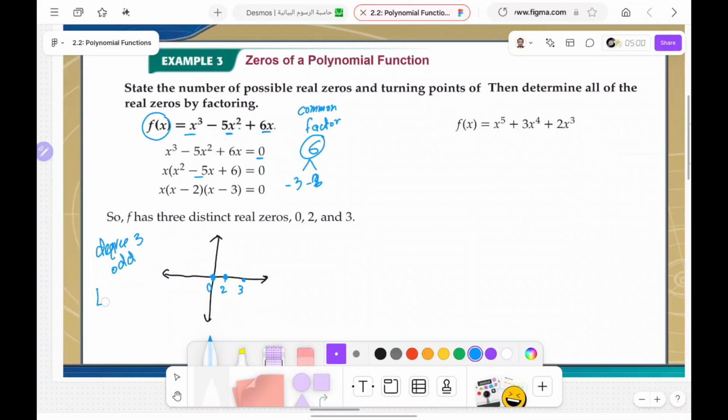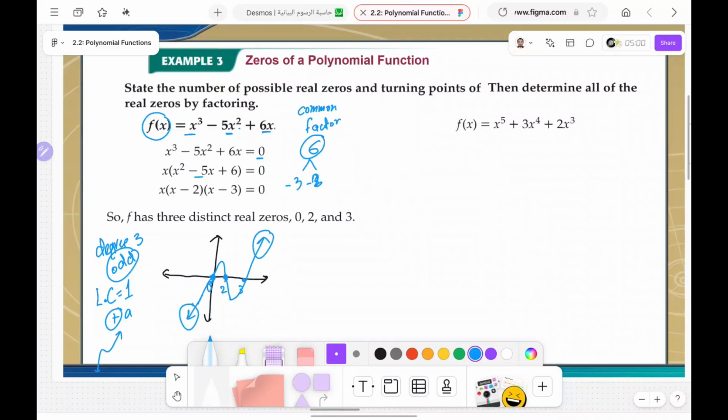The leading coefficient here is 1, which is positive. So if it's odd and if it's positive, it starts down and ends up, right? So start from down, go from the first point. Between any 2 points you have to do a turning point and go through every point. Then you go up like this. So the graph will be like this: starts down, ends up.